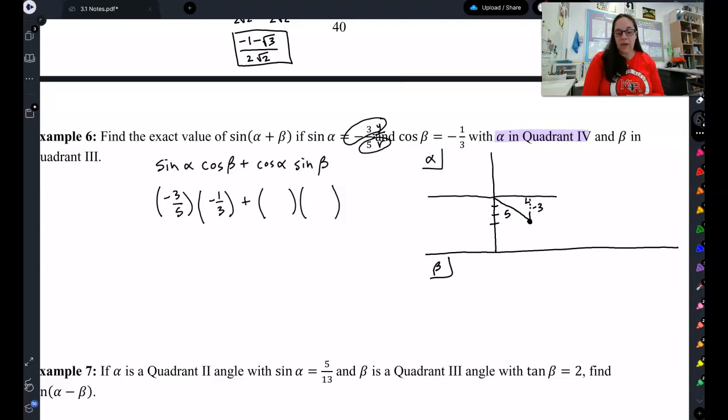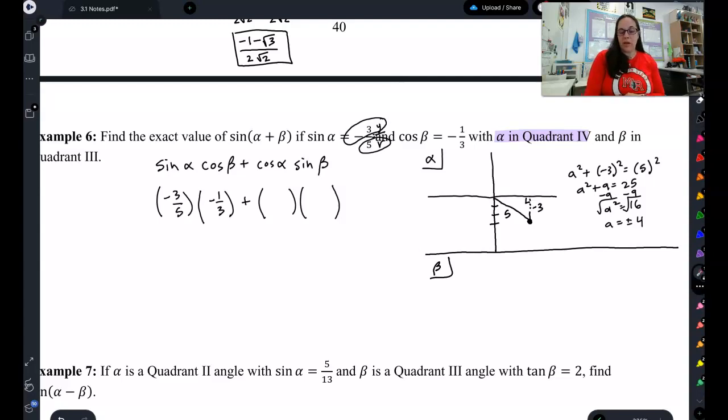And I can use Pythagorean's theorem to find my missing side. So a squared plus negative 3 squared equals 5 squared. And if I solve that out, I get plus or minus 4. Now I look at where it is. This x is a positive x because it's to the right. So I'm going to keep my positive 4.